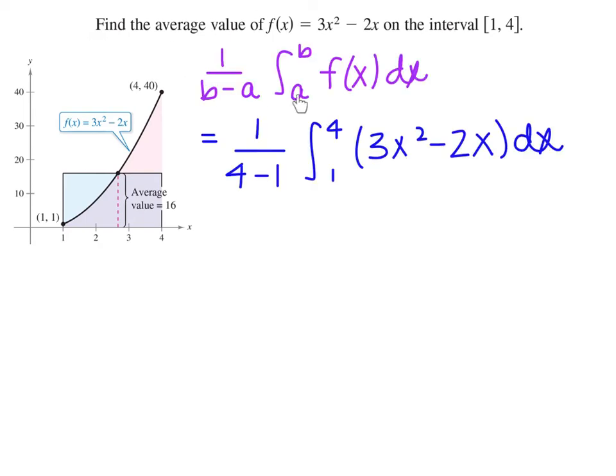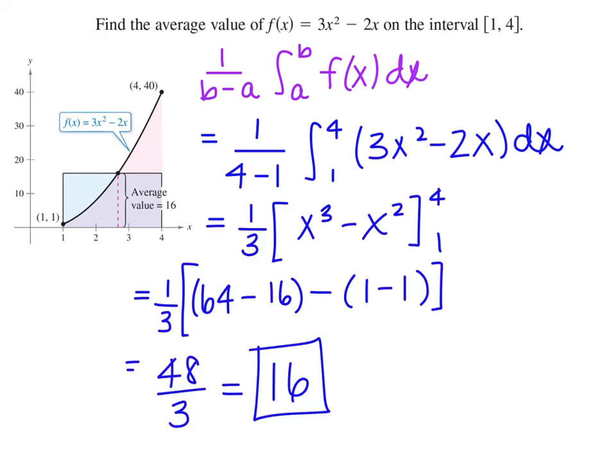So we know that this is the average value equation, so I'm going to plug in my b and a and my f of x, and from here I'm just going to carry this 1/3 all the way down and multiply that definite integral. The integral here is 3x cubed over 3, which becomes x cubed, minus 2x squared over 2, which is just minus x squared. I plug in 4 and 1, and I get 48 over 3, which is 16. So the average value there is going to be 16.